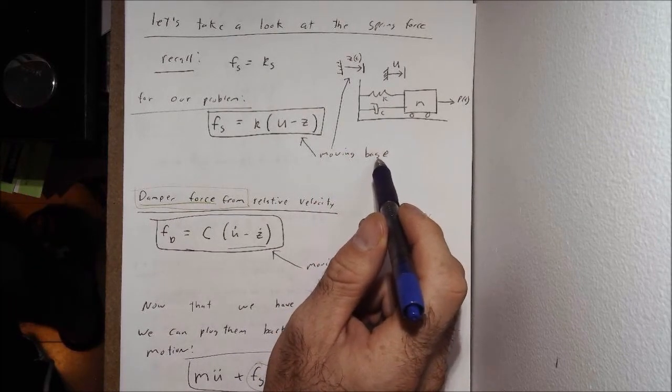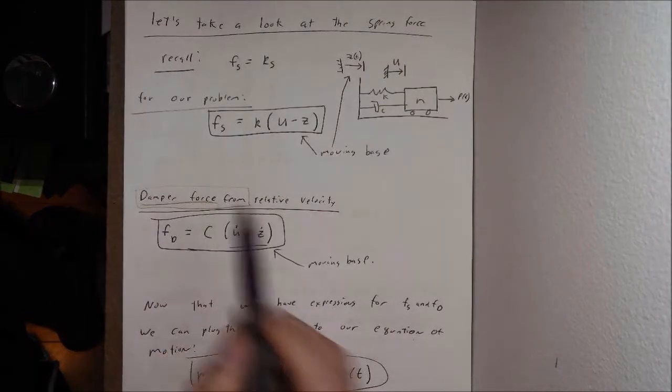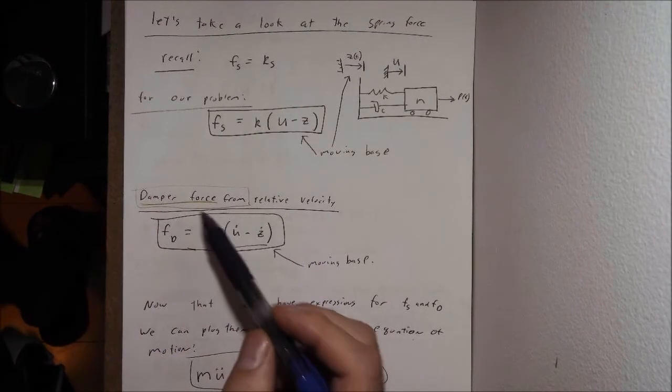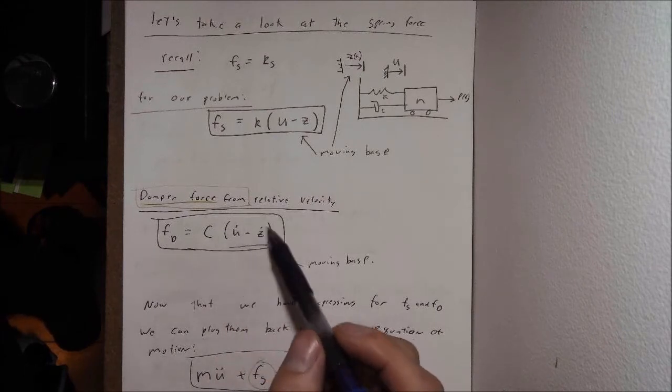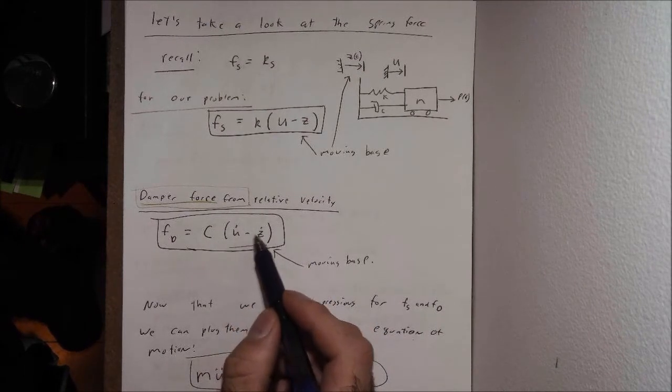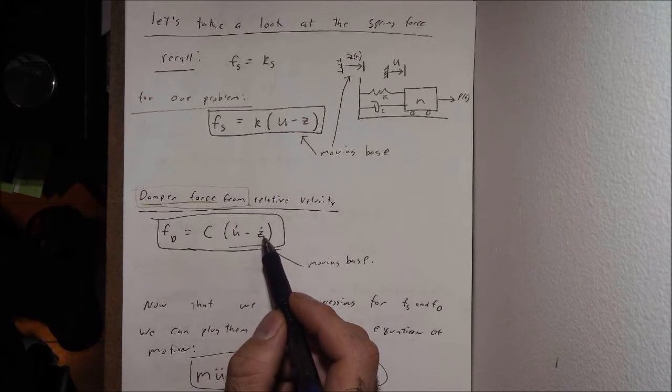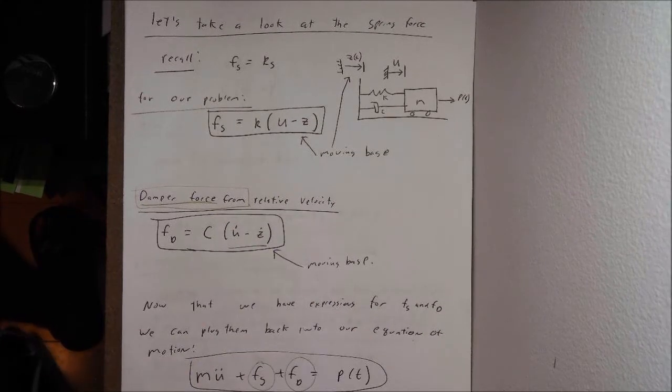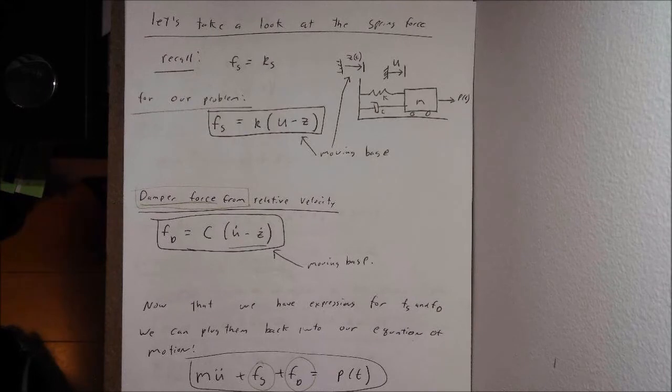So now that we have our F of S relationship, we now want to come up with our F of D, or our damper force relationship. Our damper force, F sub D, is equal to c times, and again, because of our moving base, u dot minus z dot.